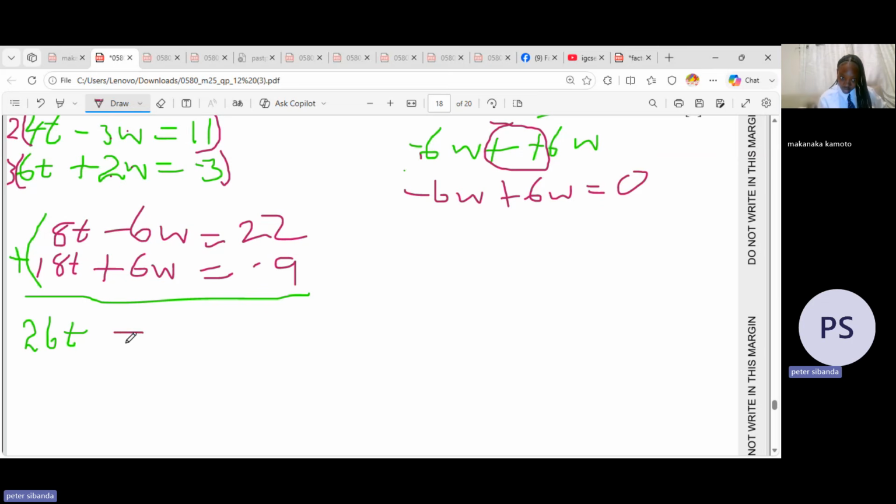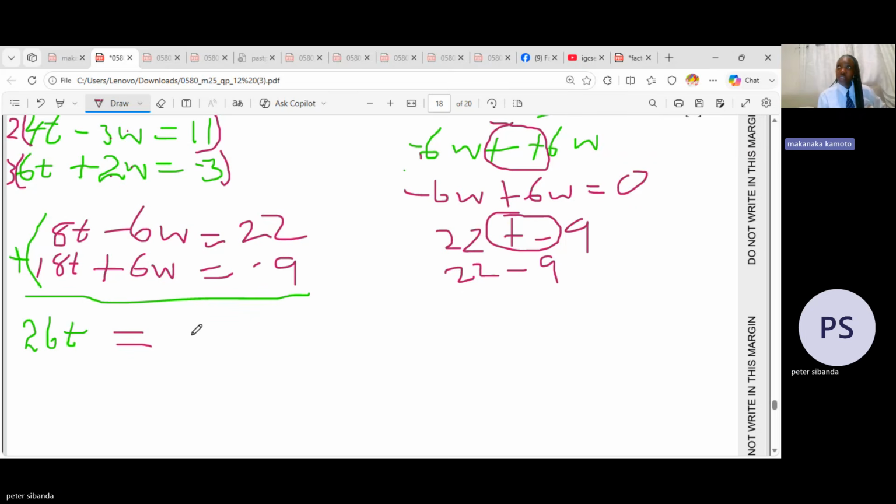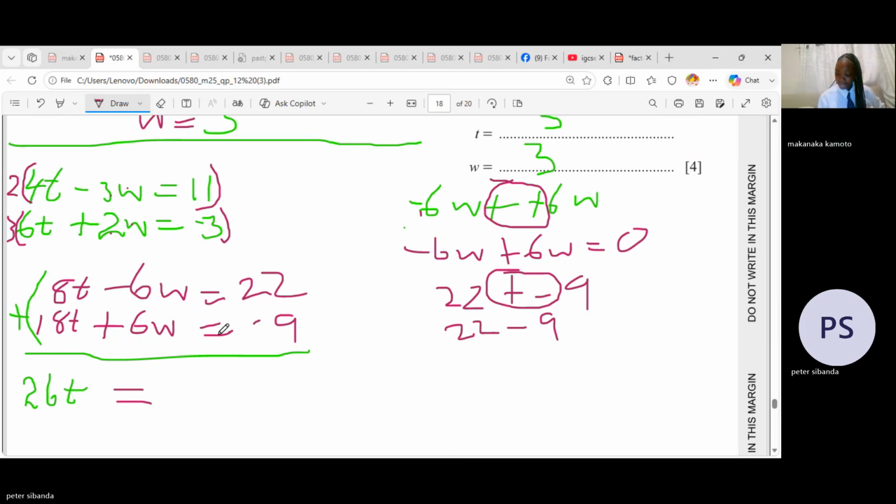So it's 26t equal to, that's 22 plus minus 9. Plus minus, what does it give us? Negative. So this is just going to be 22 minus 9. What does that give us? 22 minus 9. 13? Are you sure? 13. This answer we are going to get here is different to the answer we get here for t.